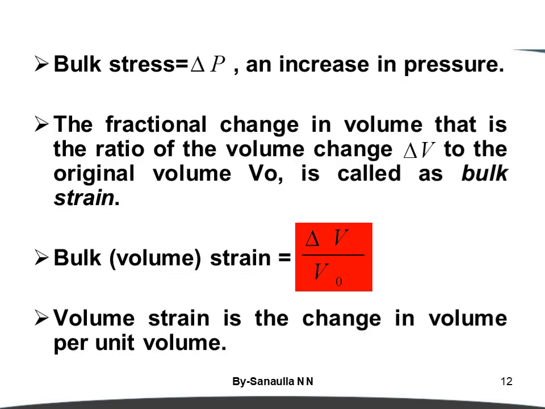So here bulk stress is equal to delta P, the increase in pressure. The fractional change in volume, that is the ratio of the volume change delta V to the original volume V naught, is called the bulk strain. So volume strain or bulk strain is equal to delta V divided by V naught. And the volume strain is the change in volume per unit volume.